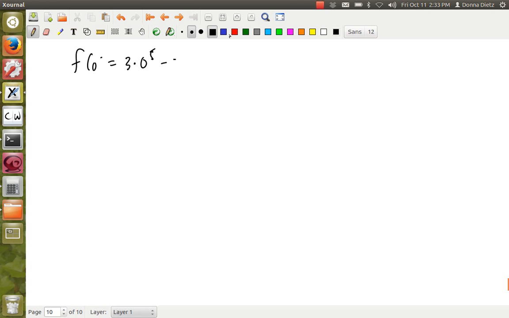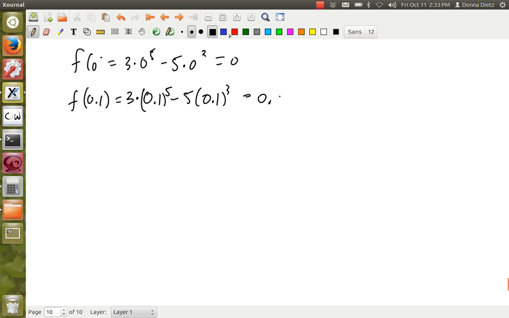3x to the 5th minus 5x cubed. It's still 0. I just did that for the sake of argument. But what if we go a little bit to the right? You're going to end up with 0.00003 minus 0.005. The only thing I want to know is, is it positive or negative? The bigger piece has the minus sign on it, so the only thing I care is that it's negative.